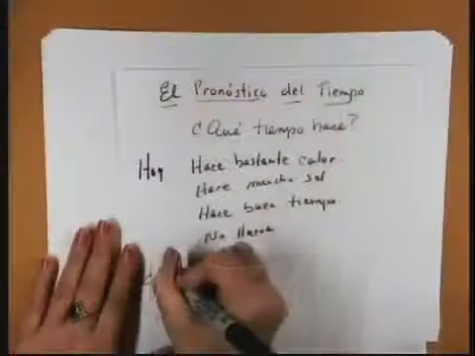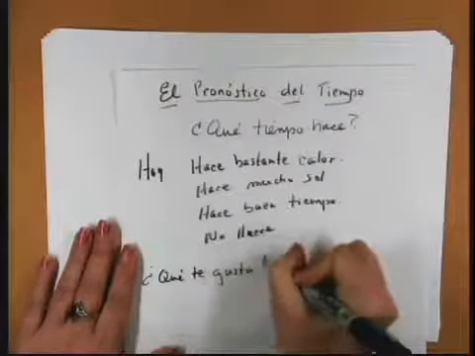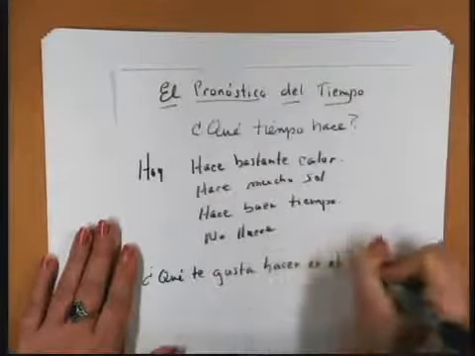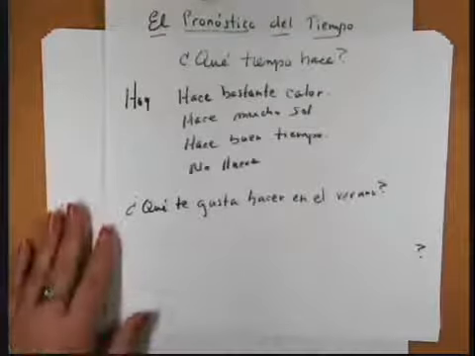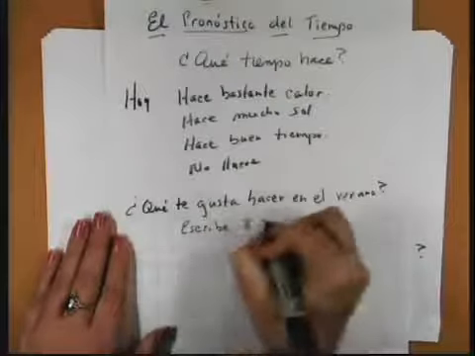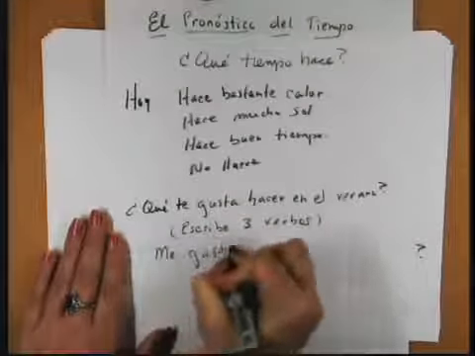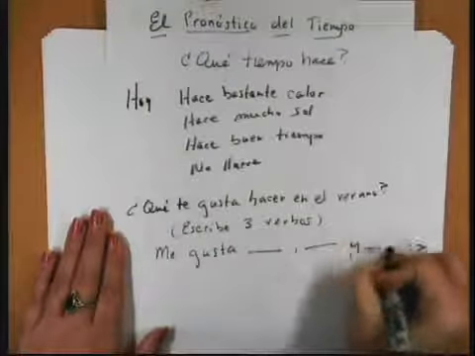Okay, now we talked about seasons last time. We learned gustar, so we learned how to say me gusta to do something, an activity, like me gusta nadar, I like to swim, me gusta cantar, I like to sing. So my question for you is, ¿qué te gusta hacer en el verano? What do you like to do in the summer? Right, escribe tres verbos. You're going to start off with me gusta. So escribe me gusta, y three things you like to do.